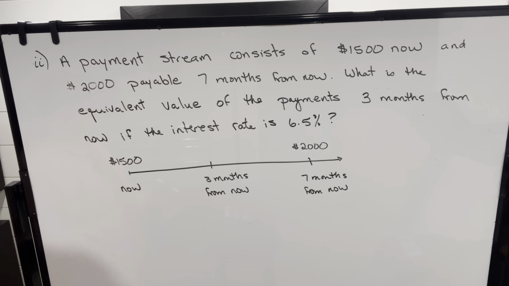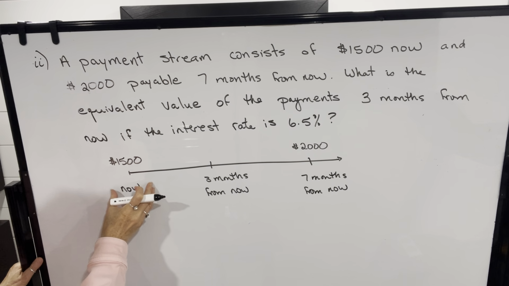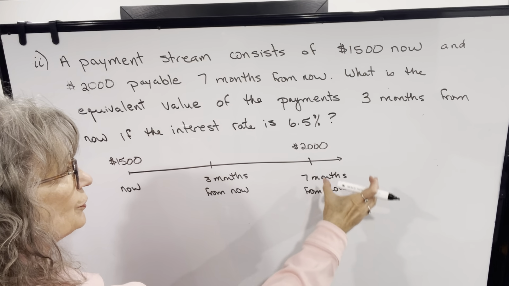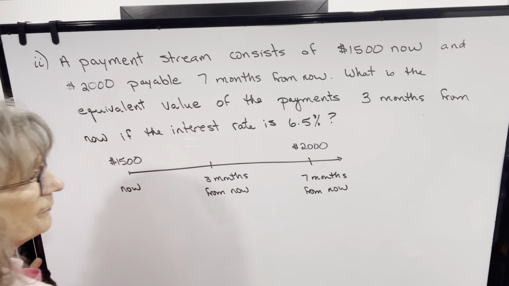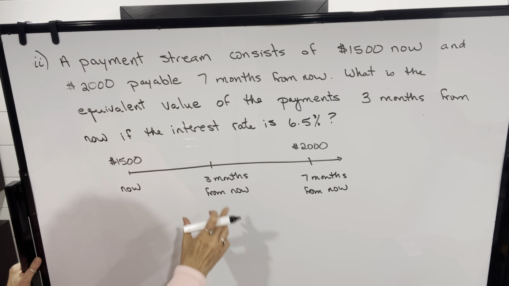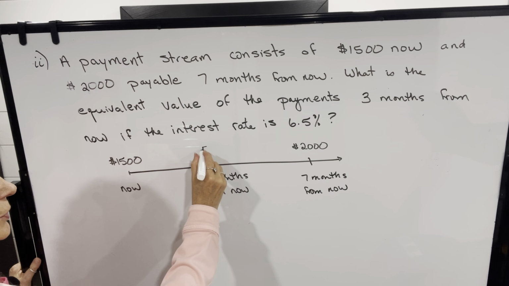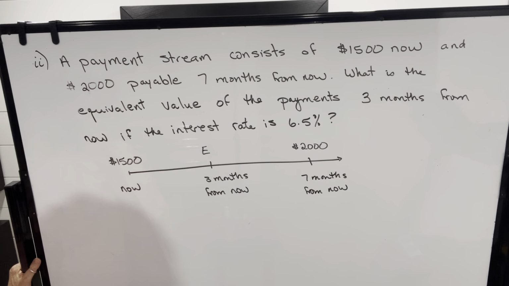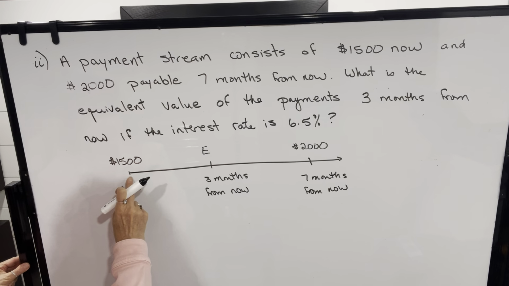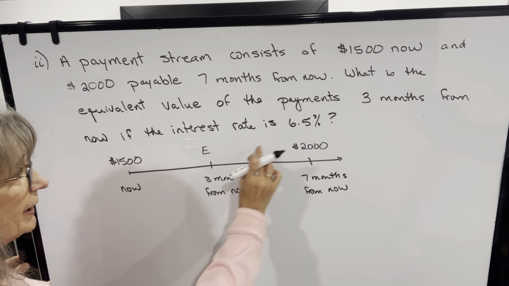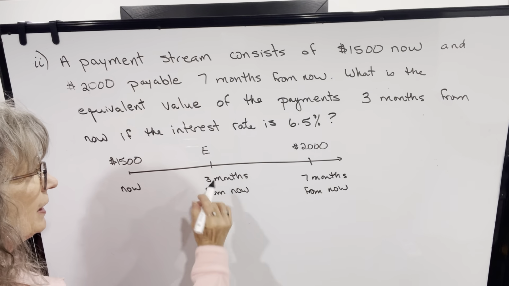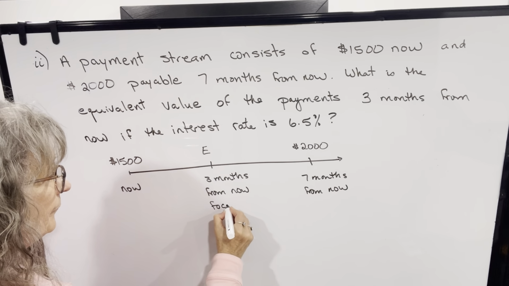Let's organize this information in a timeline. So originally $1,500 was due now and $2,000 was due in 7 months. Instead, we want to make one payment 3 months from now. So we're just going to call that E for an equivalent payment. We're going to be looking at the value of this money from this point. So this becomes our focal date.